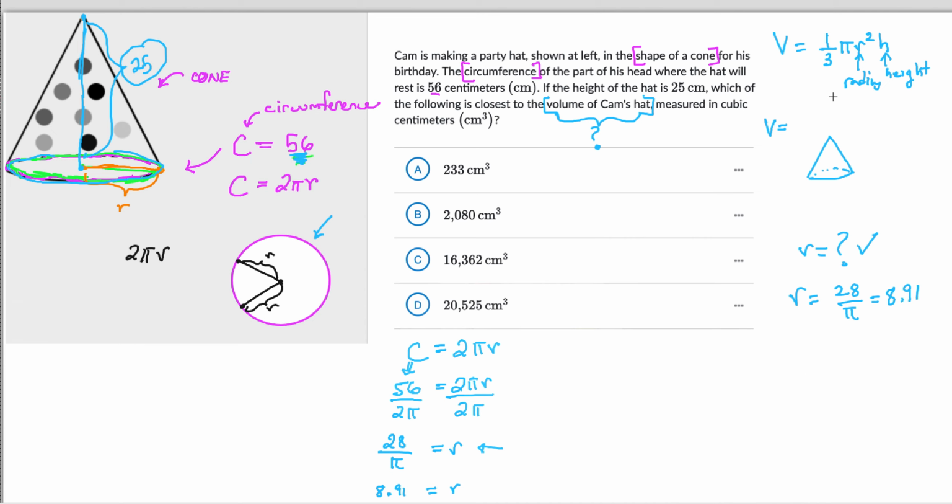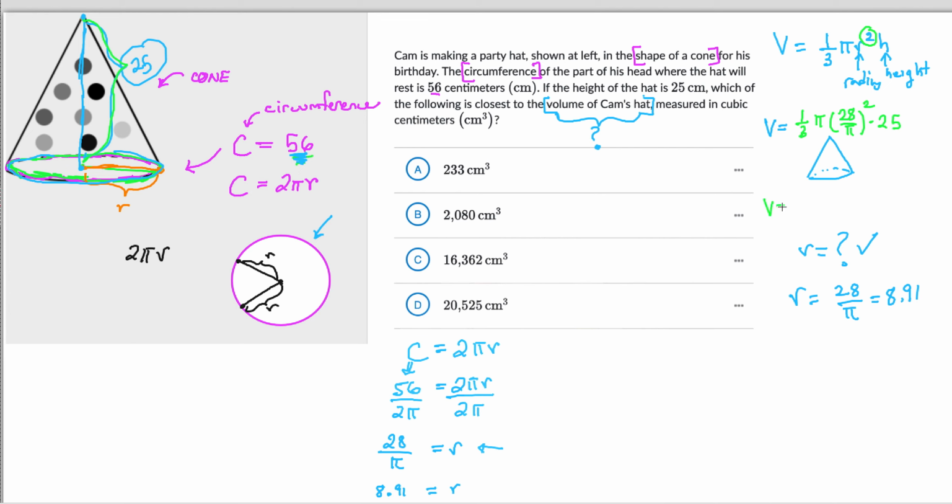Okay, so I go back to here and I plug it in and I just do the arithmetic. So it's going to be 1/3 pi. And instead of writing r, I'm going to write it as 28 over pi. And then instead of writing h, I'm going to write what I know for the height, which is 25. So I put in 25 here. And don't forget, it's squared. I replaced r, and then r is being squared in this formula, so you got to put squared.